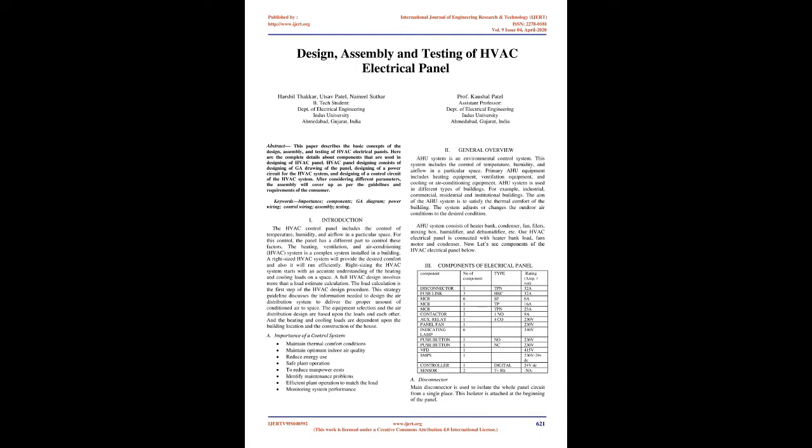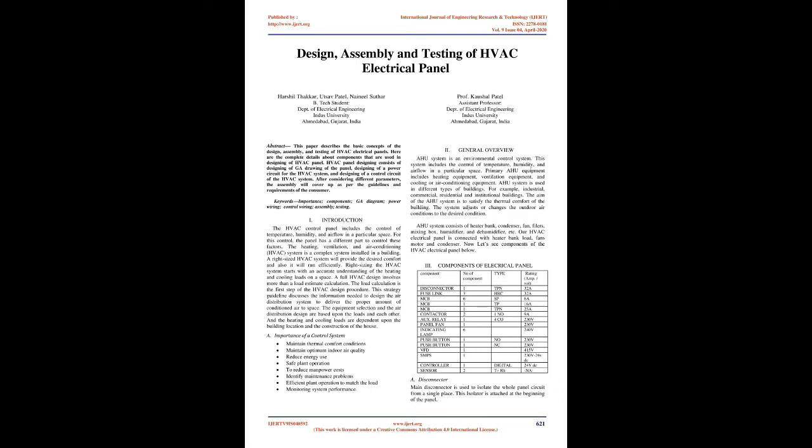AHU system is used in different types of buildings. For example, industrial, commercial, residential and institutional buildings. The aim of the AHU system is to satisfy the thermal comfort of the building. The system adjusts or changes the outdoor air conditions to the desired condition.